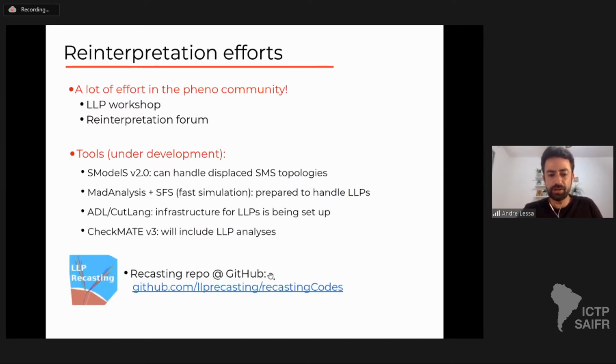There's also a recasting repository with codes for testing these scenarios for analysis. So the idea here is whoever has gone through the trouble of reinterpreting these models can put their code there and be useful for other people who are starting on it.